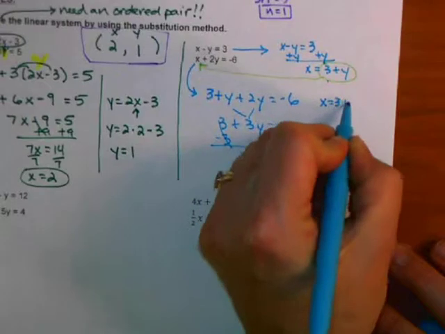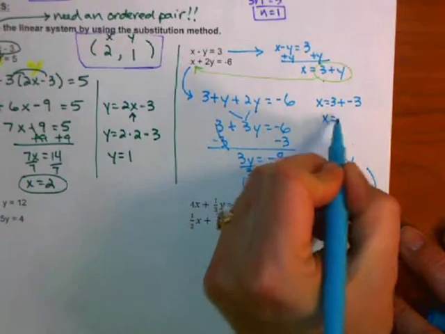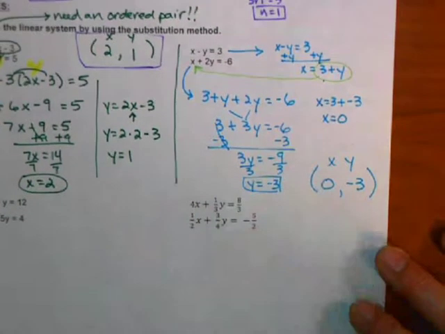X equals 3 plus negative 3. My y was negative 3. What's my x equal to? 0. So that goes into my ordered pair.